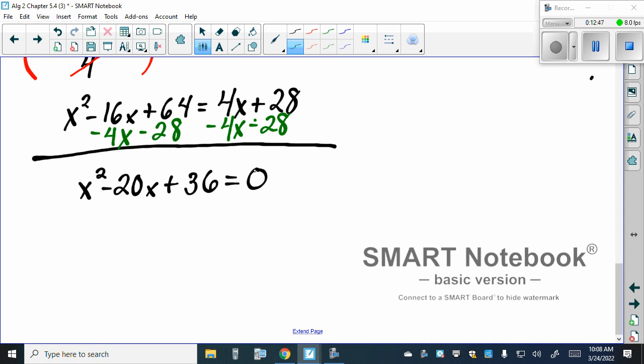Factor. Since 36 is positive, the signs are the same and they match the sign of the middle term, which is negative and negative. Factors of x squared are x and x. And the factors of 36 that we want are 2 and 18. Because 2 times 18 would give us 36, and 2 plus 18 is 20. Well, negative 2 minus 18 would be negative 20.